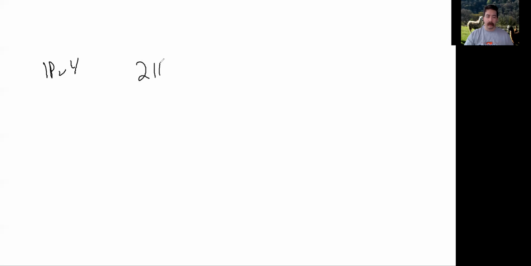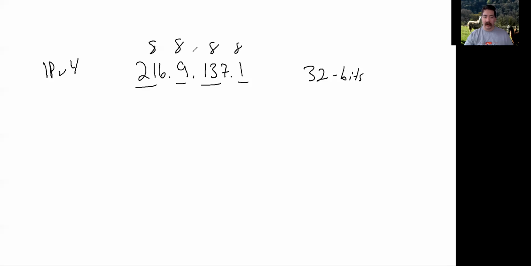IPv4 looks something like this. It has 4 octets. There's 1, 2, 3, 4, separated by 3 dots or periods. Why are they called octets? Well, an IPv4 address is 32 bits. Every octet is 8 bits. So there's 8 bits of information here, 8 here, 8 here, and 8 here. 8 times 4 is 32. So octet, oct, like an octagon, is 8. So that's where that name is derived from. Octet, 8 bits per section.